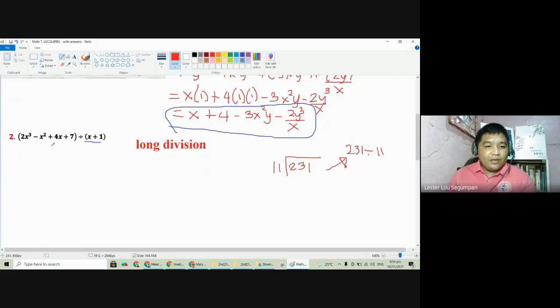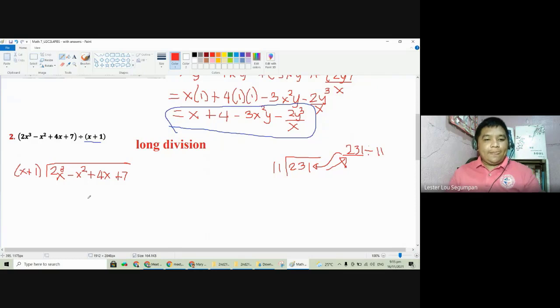In short, following this number to this form, the dividend is placed inside this bar while the divisor is placed outside. So let's use that here. Let's have this long division and place the dividend 2x cubed minus x squared plus 4x plus 7 inside this grouping symbol. And you will have here x plus 1 for your divisor.